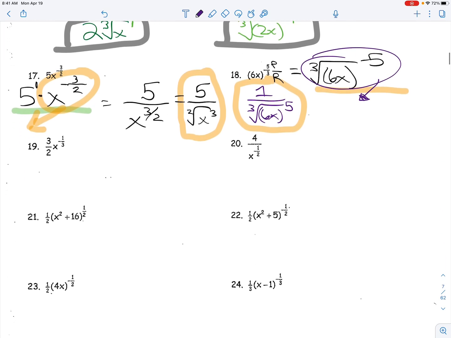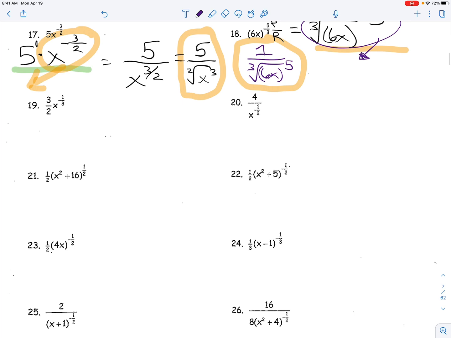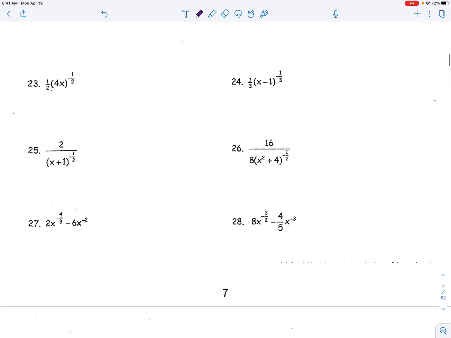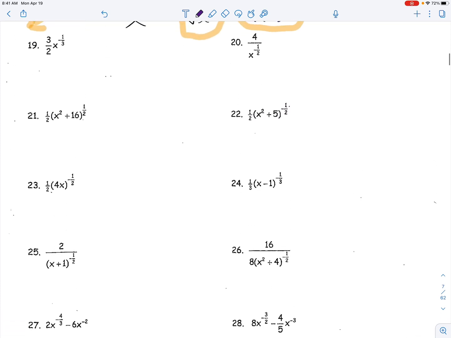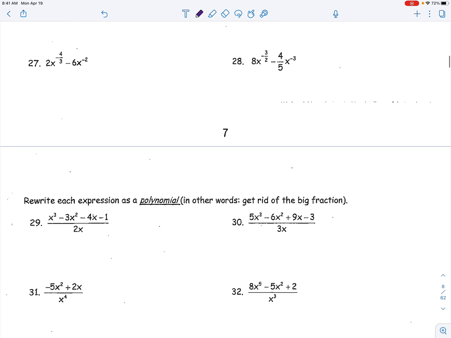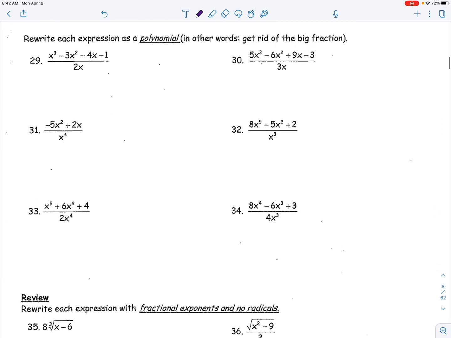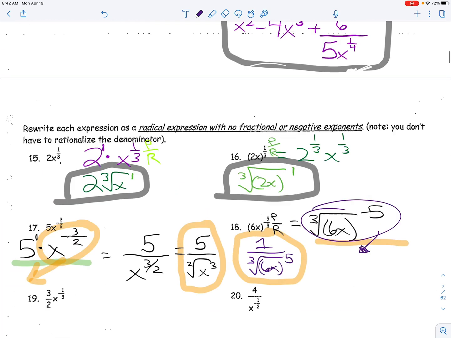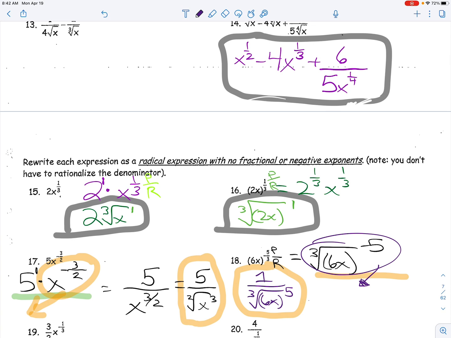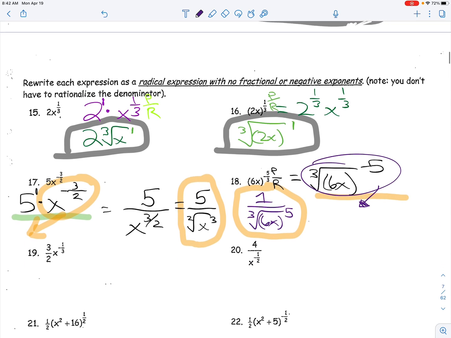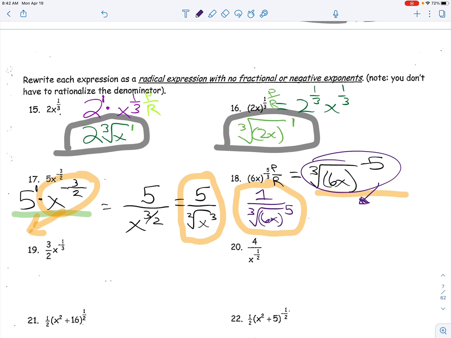Exponents, right? More with exponents here. We'll do a little bit more on this page here today. Page 7. Not all of these. We don't need to do all of these. And then we'll start page 8. All right. Directions here. Let's refresh our memories. Rewrite it as a radical with no fractional or negative exponents, right? Okay.